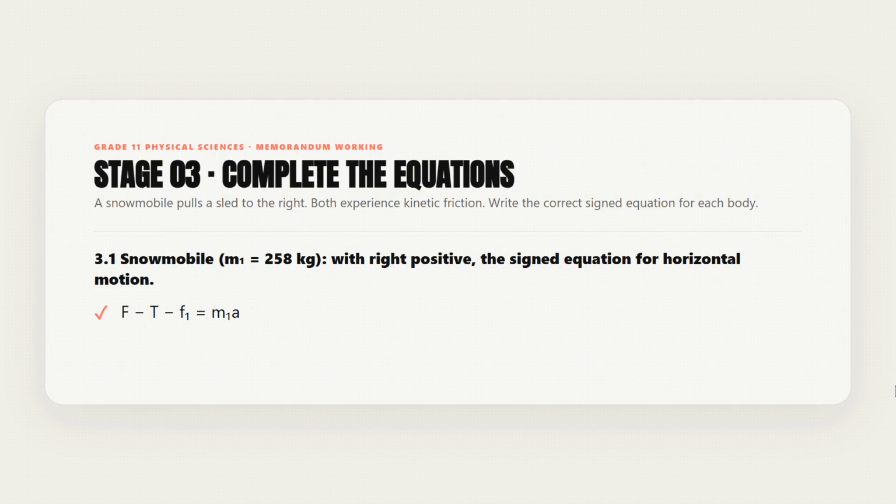Question 3.1. The snowmobile, mass 258 kilograms. With right positive, list the horizontal forces. The engine force drives to the right, so it is positive. Tension pulls the snowmobile backward, and friction is to the left, so both are negative. That gives F minus T minus F1 equals M1A.